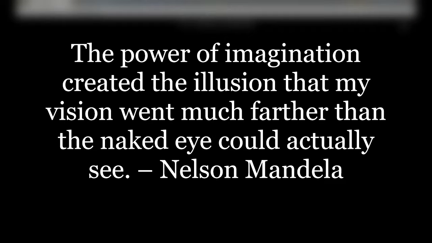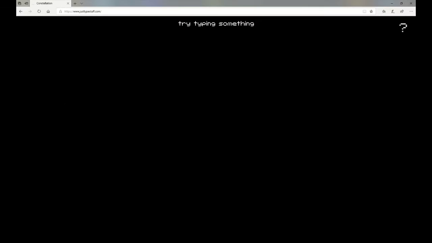Welcome, ladies and lords, to another video where I will be looking at a website called Constellation, and it just says try typing something, and it's got a blank screen. So what this is, you type something like book, and it gives you a book. Look how magic that big machine is that gives you anything you want. Not anything, does have limits, of course.